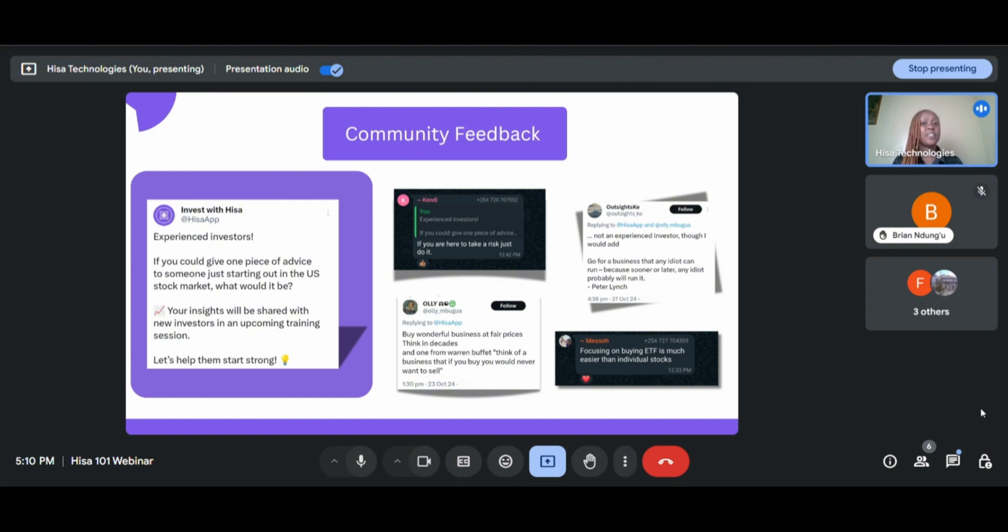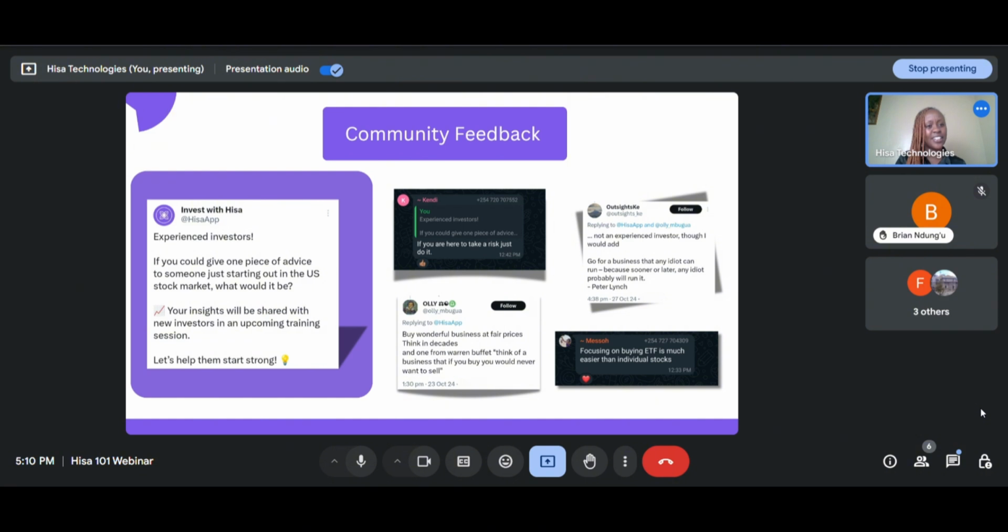And this is why we say kindly invest in what you understand. If you understand the energy sector, go for companies in the energy sector. Why? Because when things are not going well, you will be in a position to make a decision to exit. So buy wonderful businesses at fair prices. Don't just buy for the sake of buying. This is where you need to do your research and think in decades.